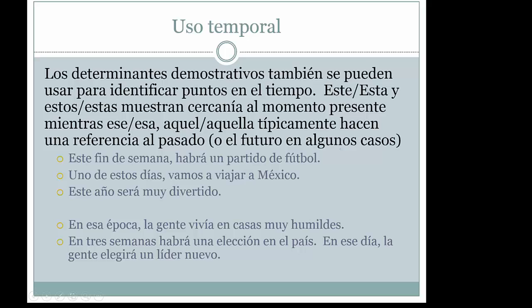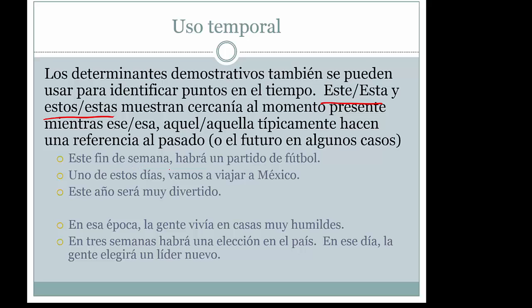Now, we can also use demonstrative adjectives in a temporal use, that is to define something in space and time. So in time, we generally use este, esta, estos, or estas to show something that's close to the present. If I'm writing an essay, for example, and I've just mentioned a concept, I'm going to say este or esta or esto, that we'll see in a minute, because I've just mentioned it. Ese and esa refer generally to something in the past, something that we haven't referred to in a long time, or something that is well over. Let's look at some examples.